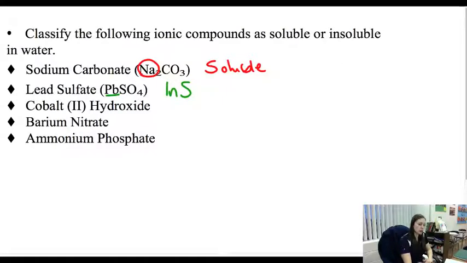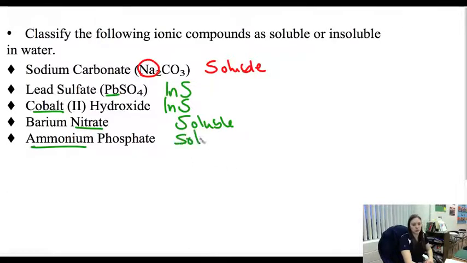If I have cobalt-2 hydroxide, the only hydroxides that are soluble are the ones that be soluble, which means that it's going to be insoluble. Cobalt is not part of that B on the alkaline earth. Barium nitrate. Nitrates are nice because nitrates are always soluble. And then I've got ammonium phosphate. Ammoniums are always soluble.